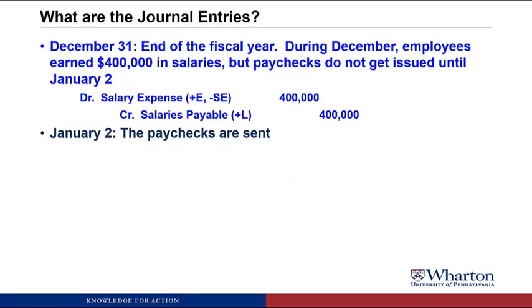If we've sent checks, that means we've paid cash. So we're going to credit cash for $400,000. By paying the cash, we've gotten rid of the obligation to pay their employees, so we have to reduce the liability. We reduce liabilities with a debit, so we debit salaries payable for $400,000.